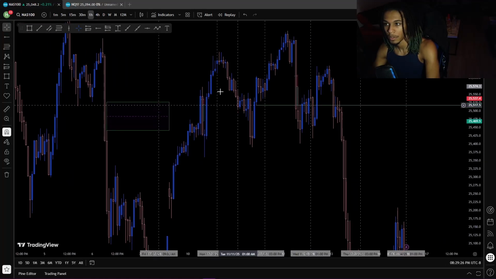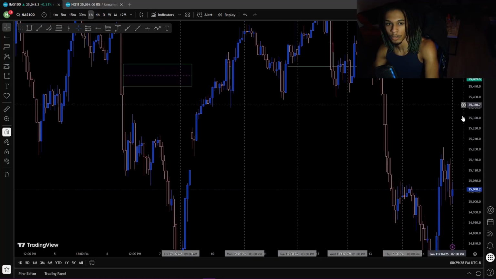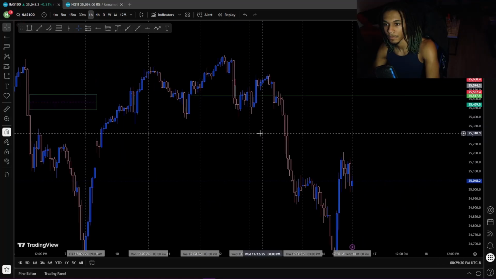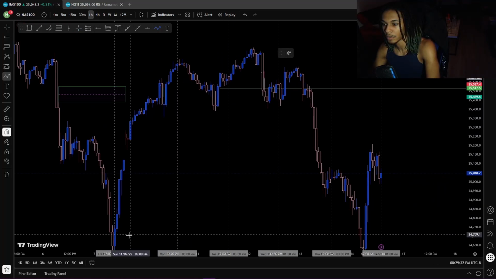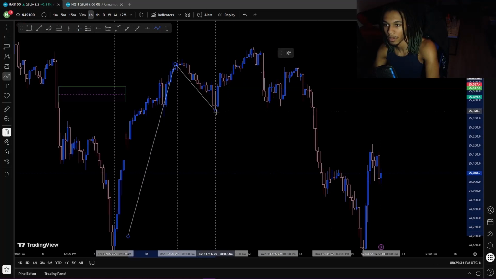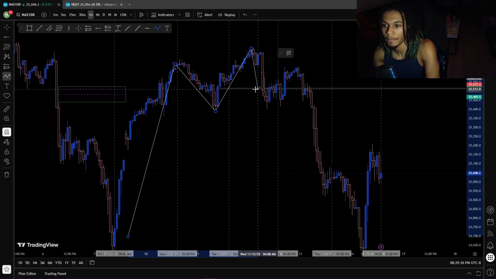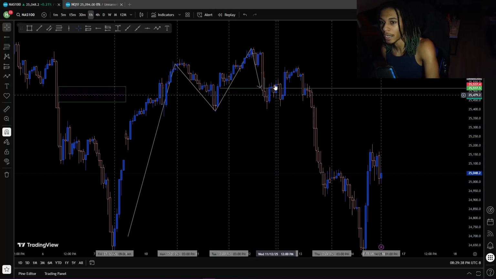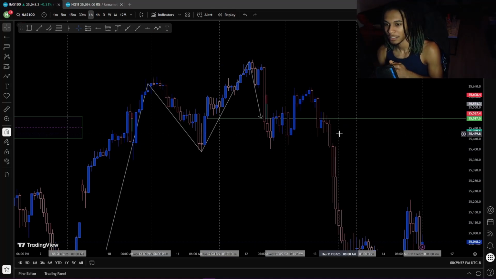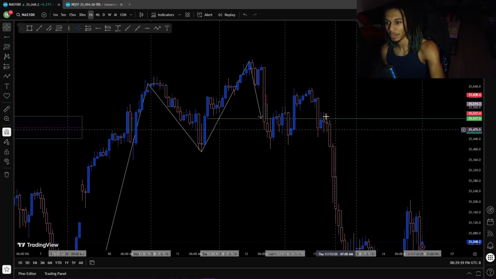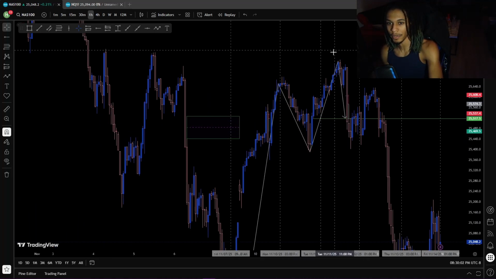Boom. We are in bullish structure, right? From the beginning of the week, we have a high, we have a higher low, higher high. Now I can look for a higher low right here.